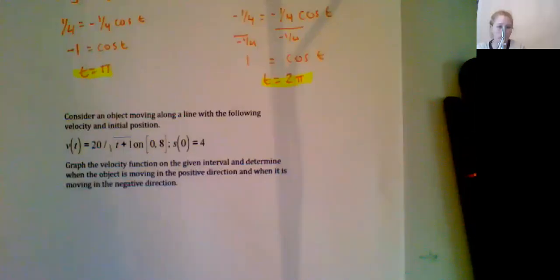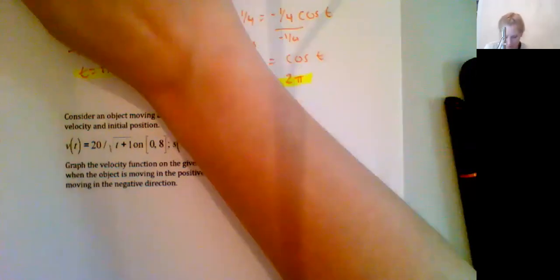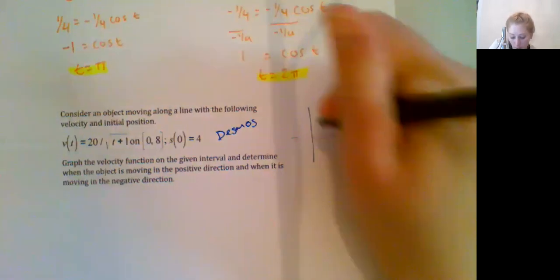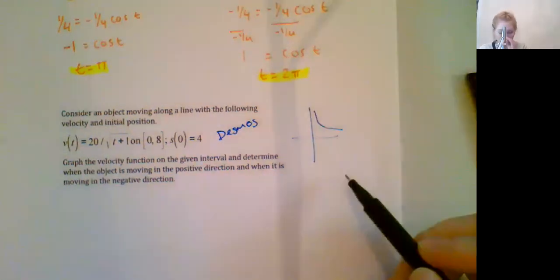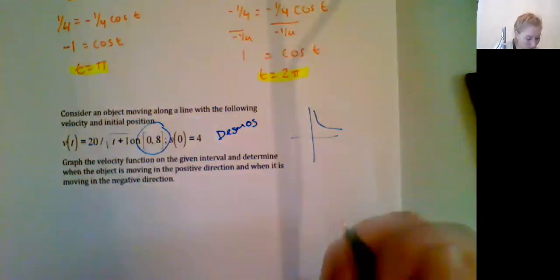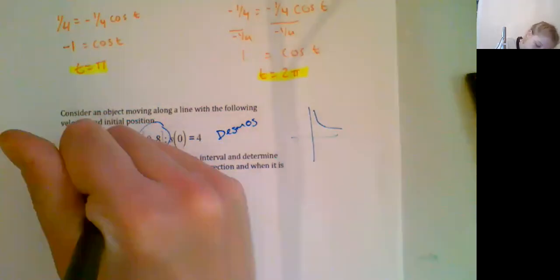So next question, let's switch it up. It wants us to graph the velocity function on the interval and determine when the object is moving in the positive direction and when it's moving in the negative direction. So what I did for this one is I plugged this into Desmos. And what I saw was a graph, and it never went below the x-axis. So what does that tell me? It tells me that on this interval, it is always positive. It's not moving in the negative direction.